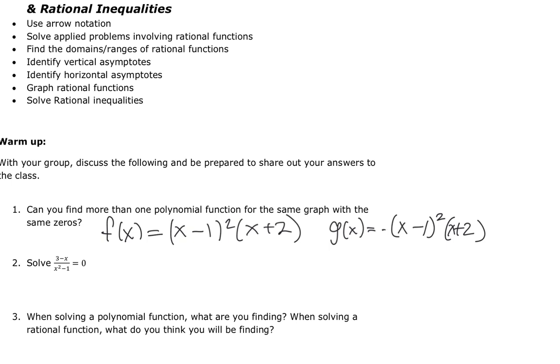Any kind of multiplier that you put out front of the factors, or in other words, change the leading coefficient, will produce another unique graph for that polynomial, but they can have the same zeros, however.